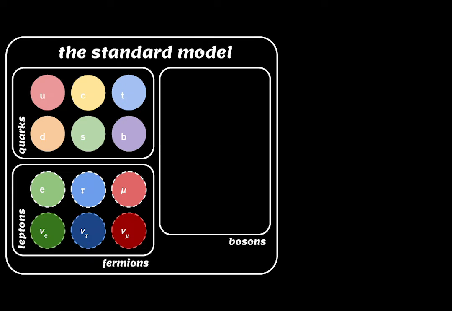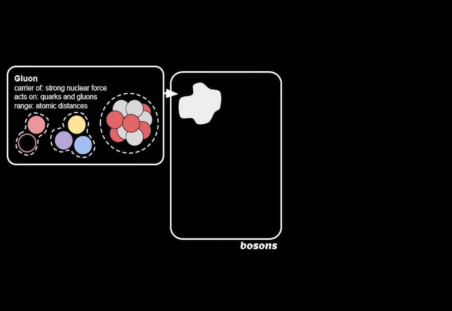Bosons are force carriers of the four fundamental forces. Here they have been ordered in strength. We have the gluon, which is the carrier of the strong nuclear force, which is the force that holds quarks together to form hadrons, and the force that binds protons and neutrons together to form an atomic nucleus. This acts on quarks and gluons.